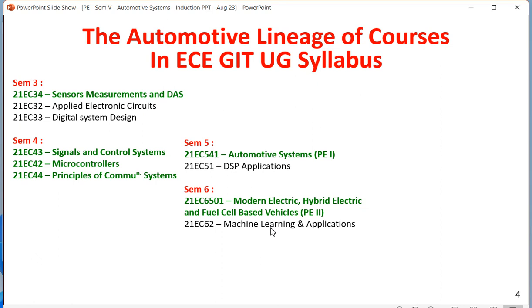So definitely you will have to find the application of machine learning and DSP in the field of the automotive domain. So this is for the 3rd year.